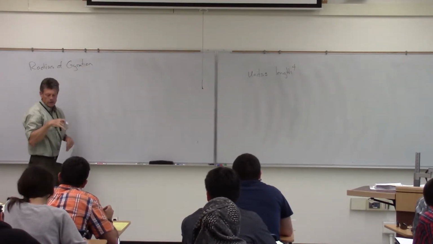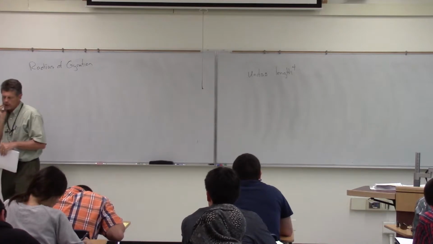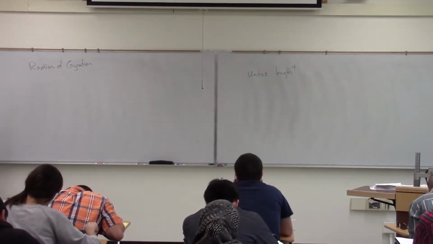Now, in steel design, they don't necessarily like to use moment of inertia. They like to use this thing called the radius of gyration.